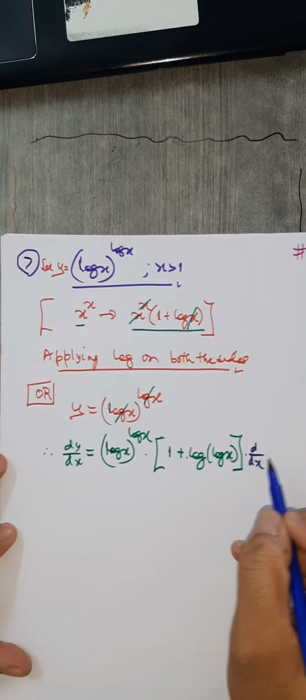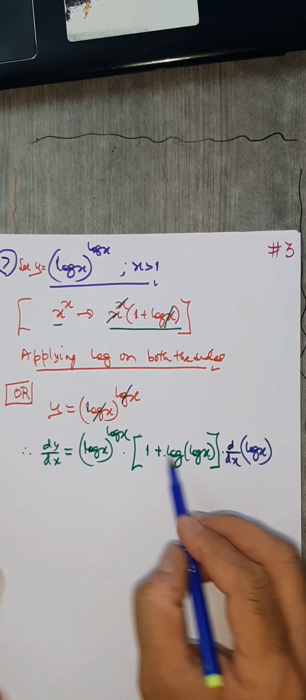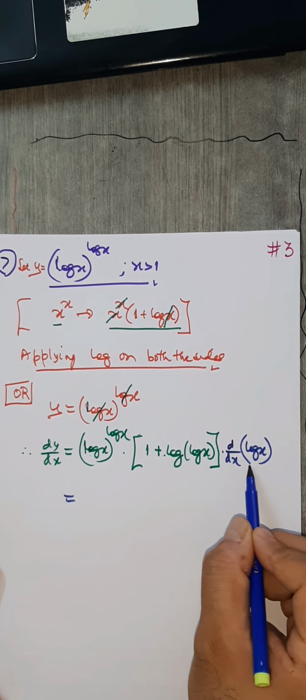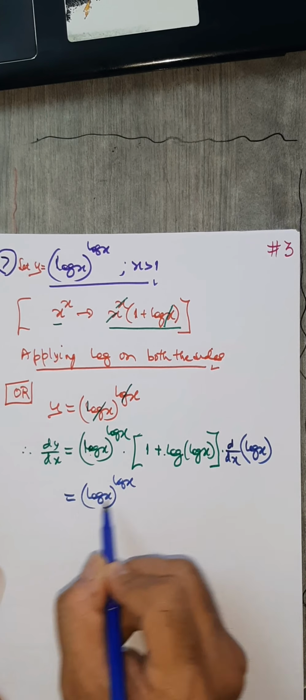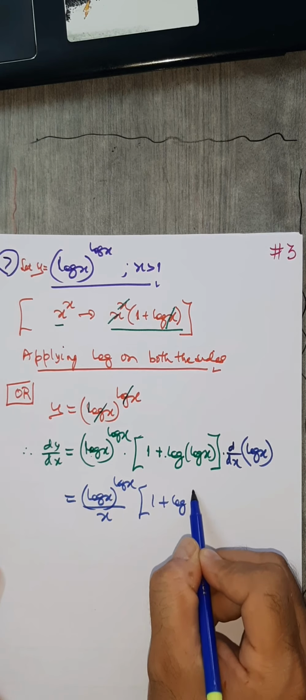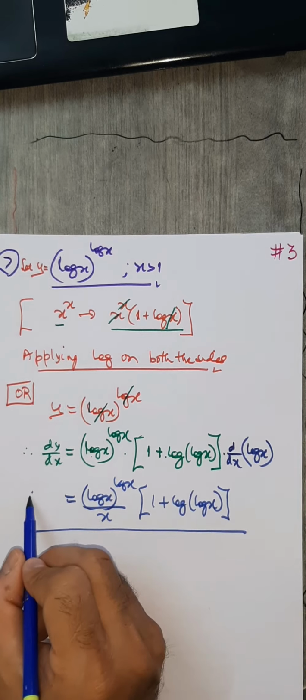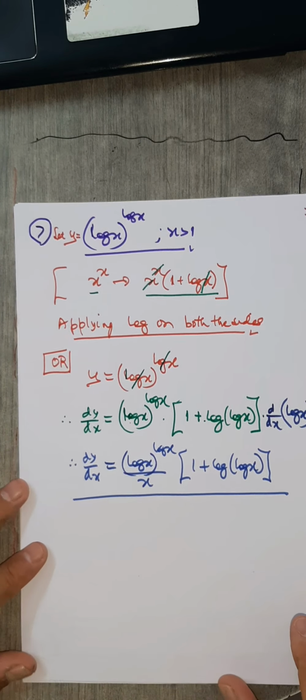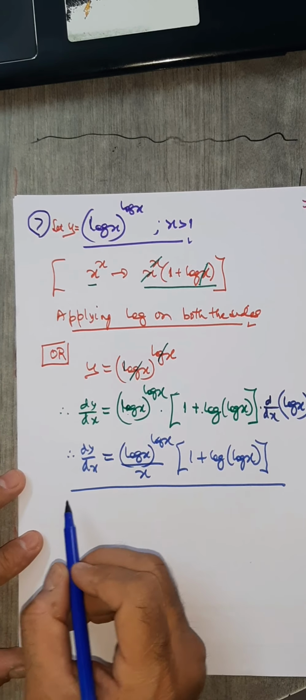So by chain rule, d by dx of log x. This is by chain rule, remember, because you had considered log x as x. So finally, you know the derivative of this one is just 1 by x. So I'll take that over here. Log x raised to log x upon x into 1 plus log of log x. This is dy by dx. Right? In MCQs you can use this. In subjective, if it is asked, this should not be used. I just wanted to show you that MCQs method.